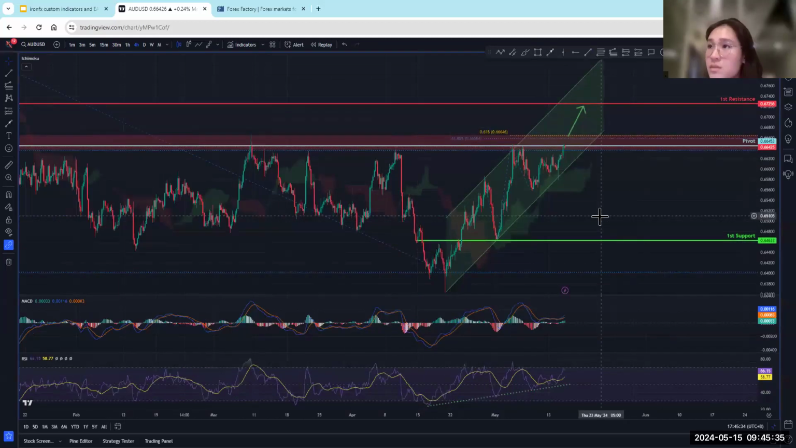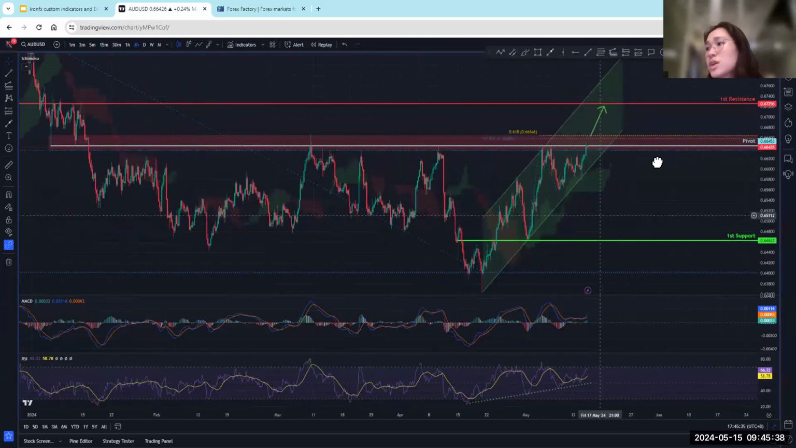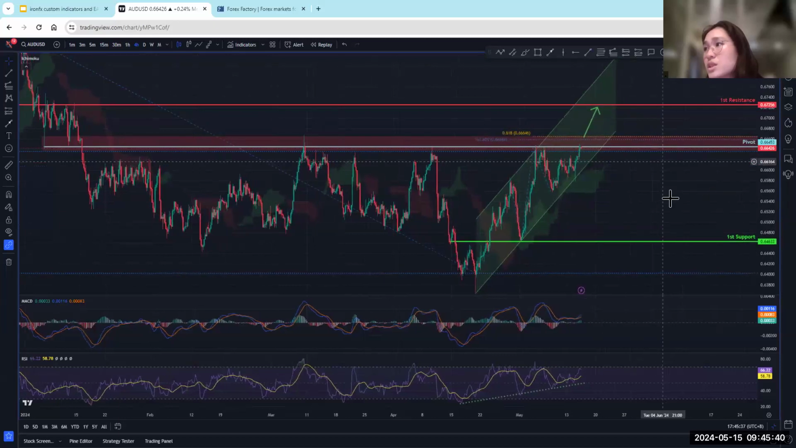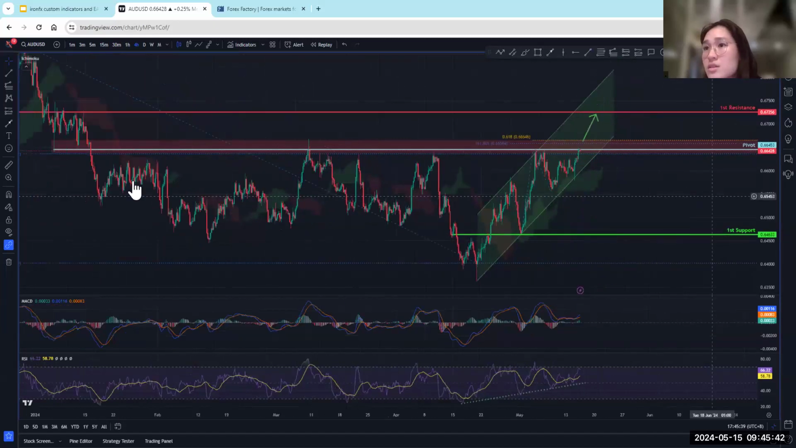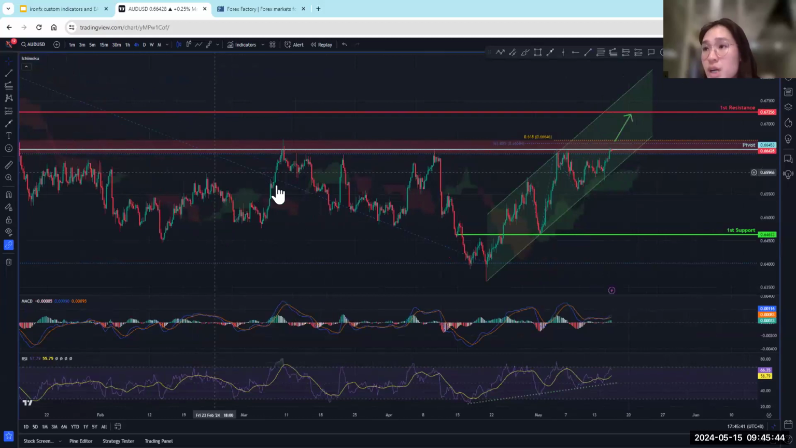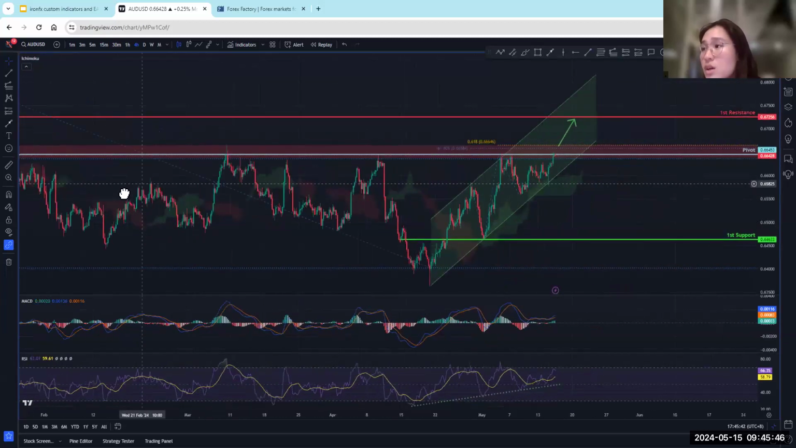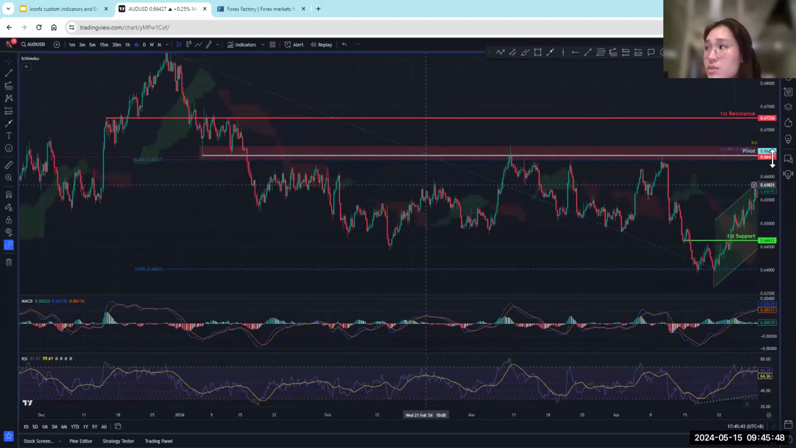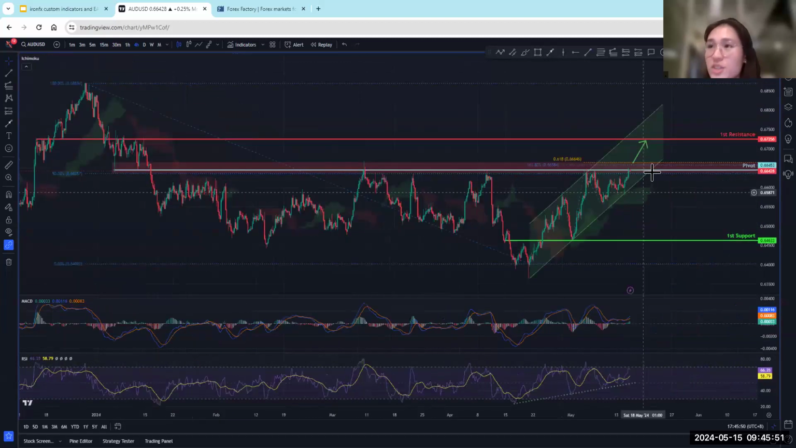So pretty bullish signals here, just highlighting this confluence area with multiple swing highs and one swing low, as well as three Fibonacci levels forming a confluence area.